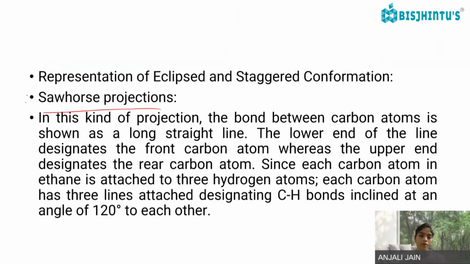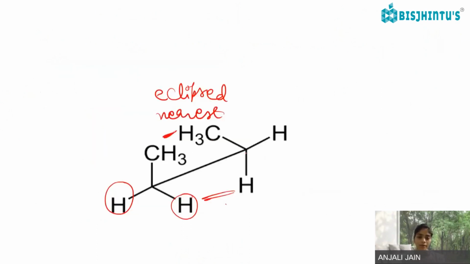So in the sawhorse projection, in this kind of projection, the bond between the carbon atoms is shown as a long straight line. Like this bond between the carbon atoms is shown as a long straight line.